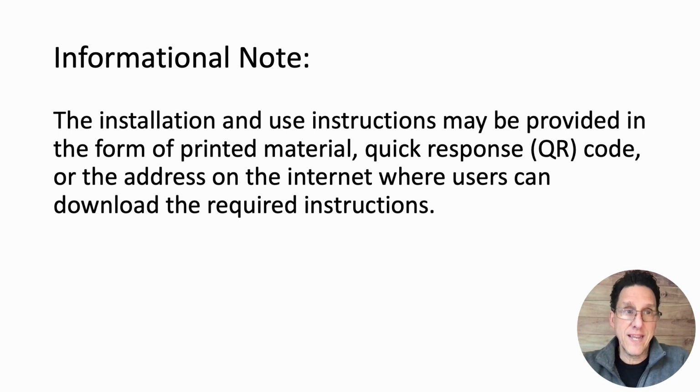Informational note: the installation and use instructions may be provided in the form of printed material, right? So there's a sheet of paper that comes with a GFCI receptacle, for example. I'll show you that in the next slide. Or it could be a QR code, right? And I'll show you that quick response code. Or it might just be a manufacturer's website where you could then just download the instructions, right? So all over the place. Piece of paper, could be a QR code you scan, or there's a website you need to go to.